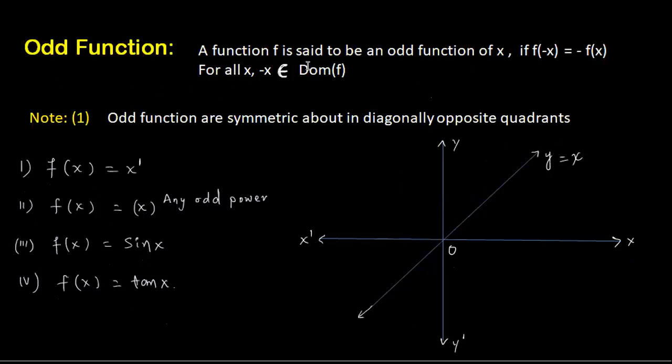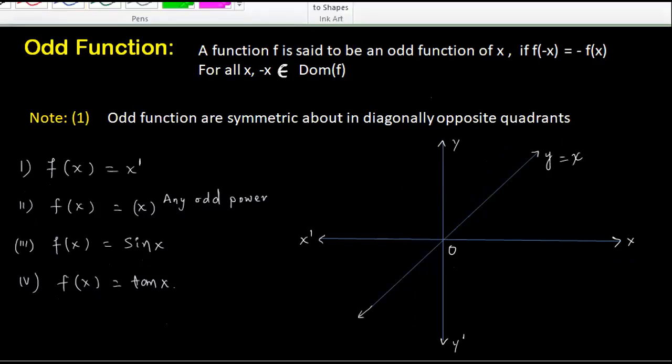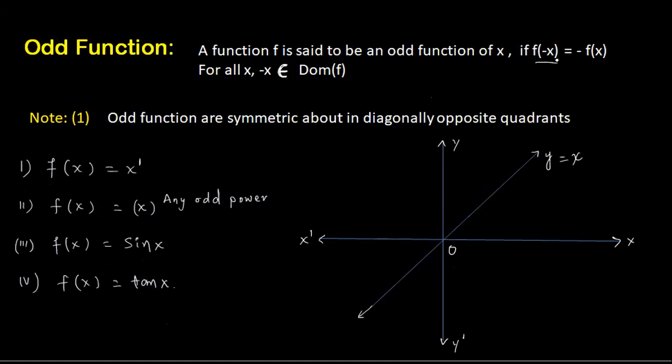We say a function is an odd function if f of minus x equals minus of f of x for all x, where negative x belongs to the domain of f. Please remember, odd functions are symmetric in diagonally opposite quadrants. The simplest example of an odd function is simply y equals x. We can see that it is symmetric about diagonally opposite quadrants.